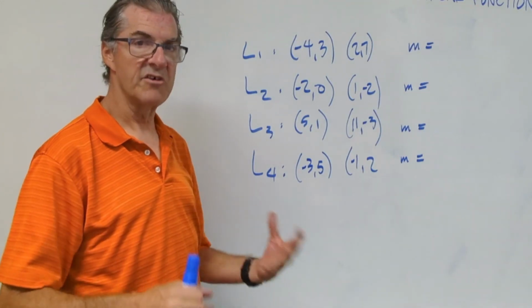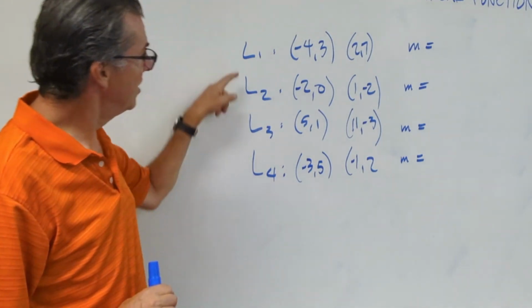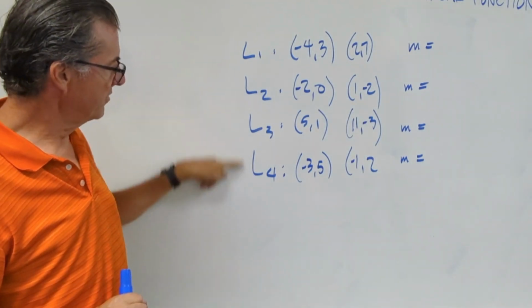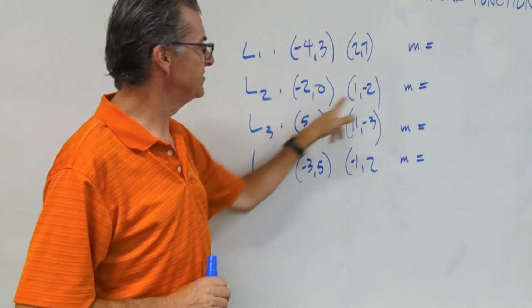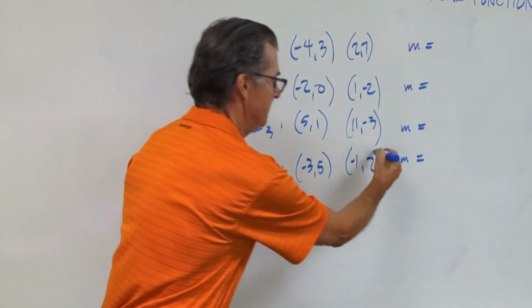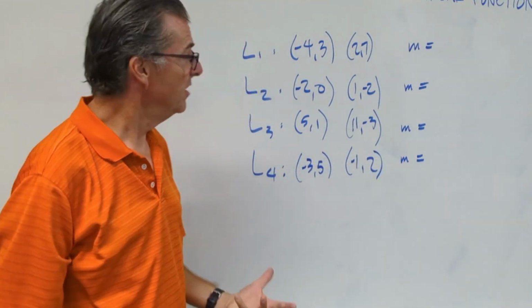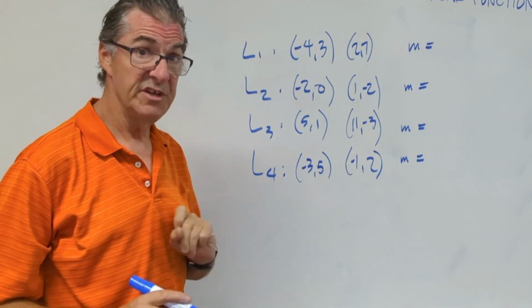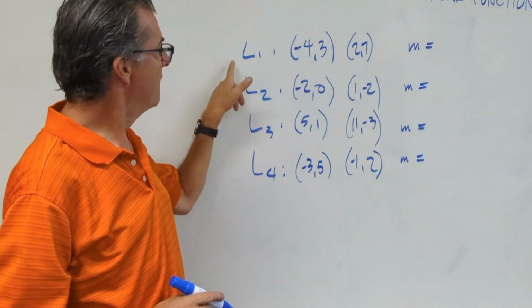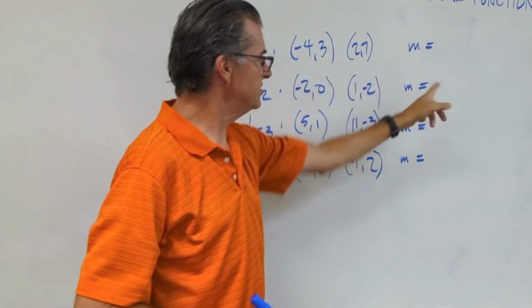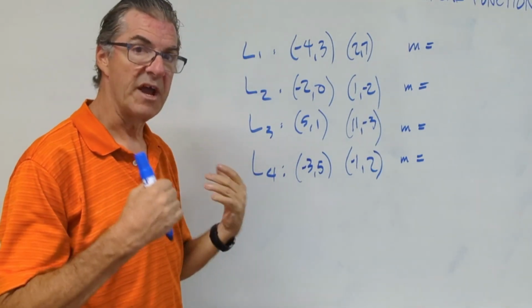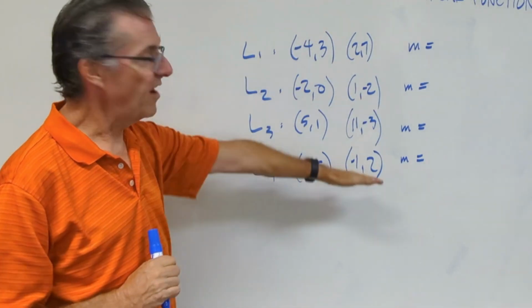All right, let's do some calculating. I've given you 4 lines, L1 through L4, and I've given you 2 points on each of those lines. So the first thing I want you to do is pause the video and really do this. You need some practice with the slope calculations. Find the slopes of each of these 4 lines. That should be nice and quick. So go ahead, pause the video, and let's find 4 slopes.